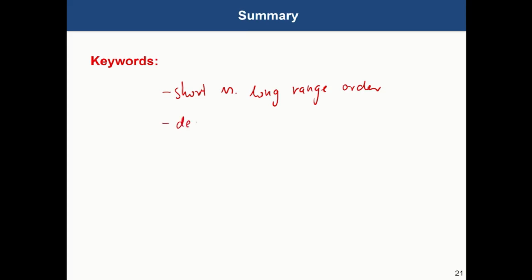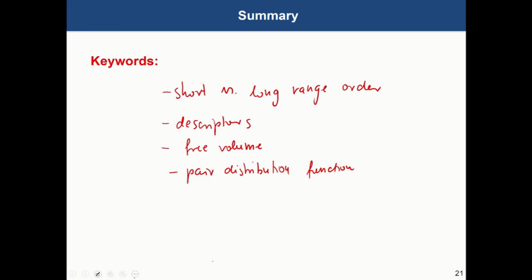We introduced the concept of descriptors. And the two descriptors that we talked about are free volume and the pair distribution function. Okay, so these are the keywords that hopefully you picked up throughout the course. And again, hopefully through some of the examples and problem sets, you will learn more about the details. But just to give you a short introduction of what we will learn about next time, I would like to show you a video.